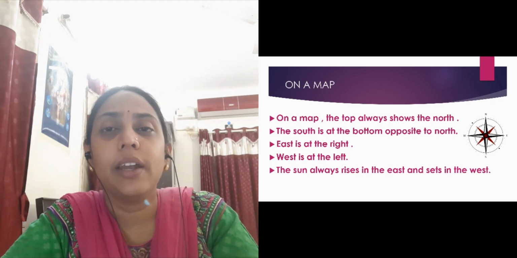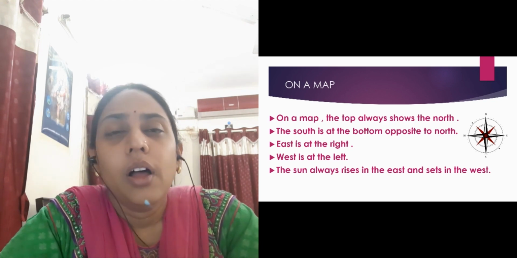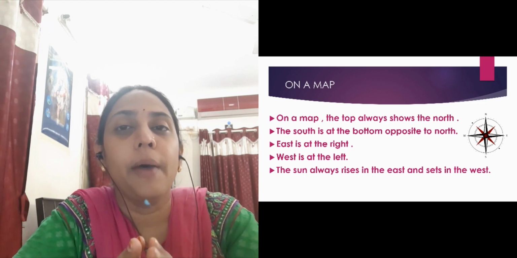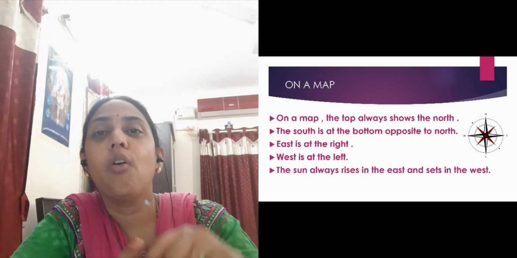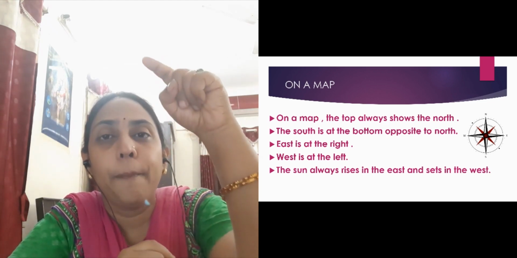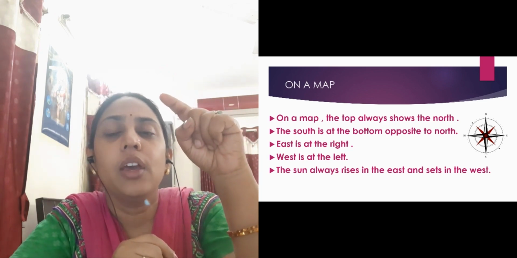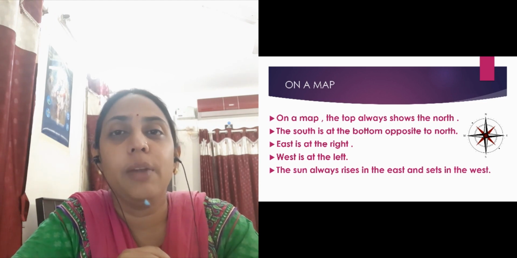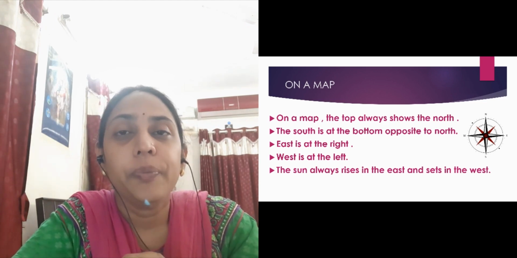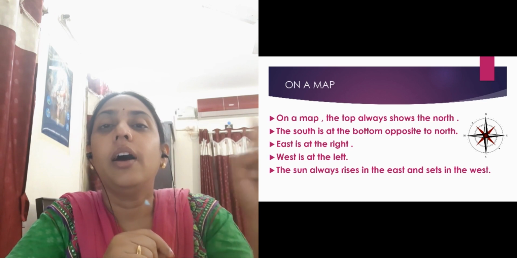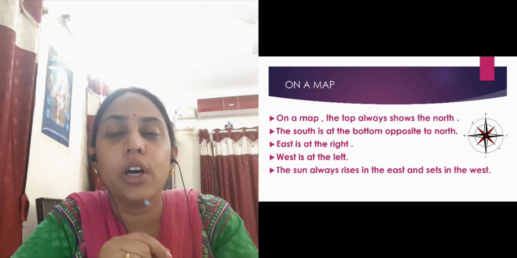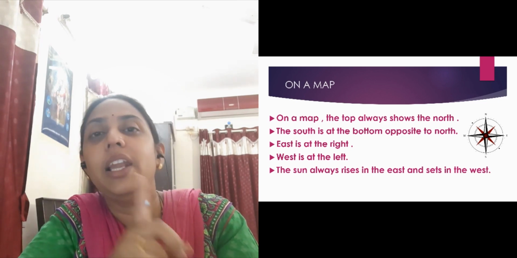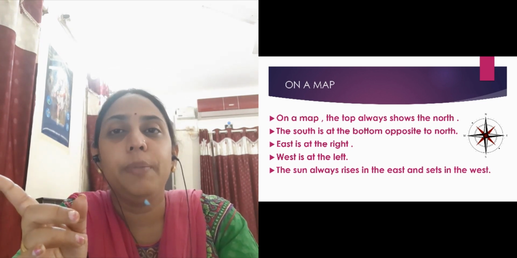In a map, in the same way, the north will always be on the upper side. Opposite to the north, on the downside, it will be south. On the right-hand side of the north it will be east, and on the left side of the north it will be west.